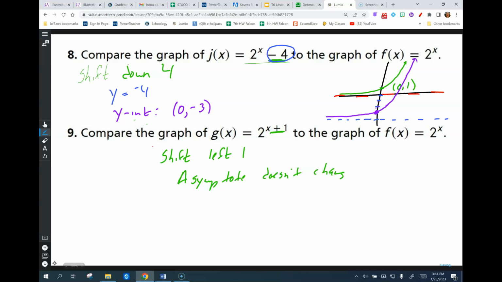And my y-intercept, I can always just plug 0 in. So it's going to be 2 to the first power, which is just 2. Okay, so your y-intercept is 2.